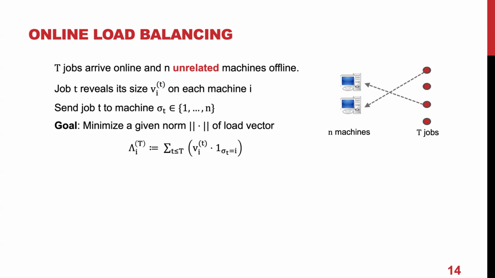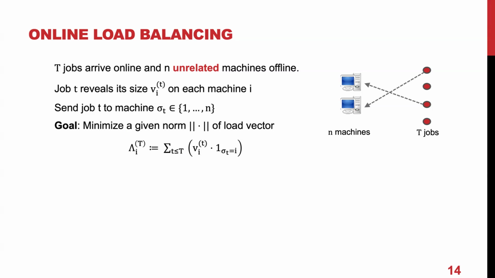Your goal is to immediately assign this job to one of the machines. And in the end, you incur a load vector, which is an n-dimensional load vector, where the ith coordinate is nothing but the sum of the sizes of the jobs which were assigned to the ith machine. So each machine has some load that is the sum of the sizes, and you are interested in minimizing a norm of this n-dimensional load vector.